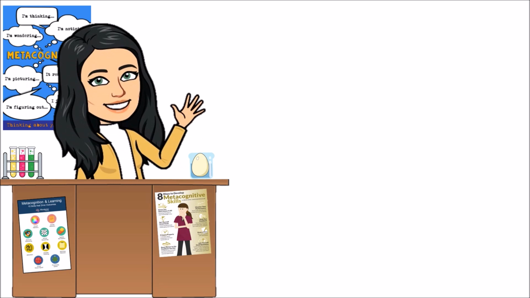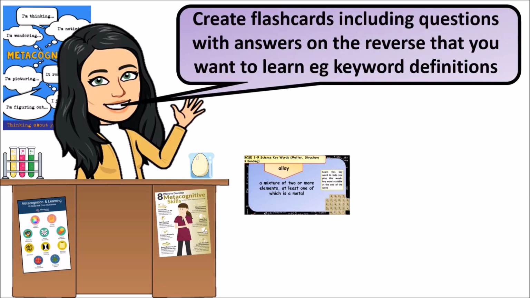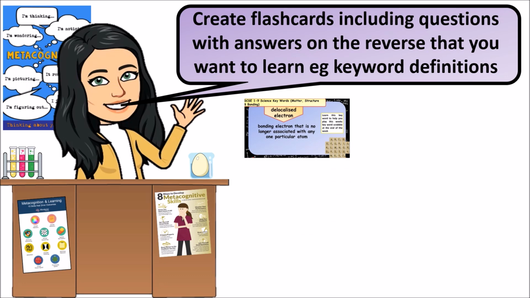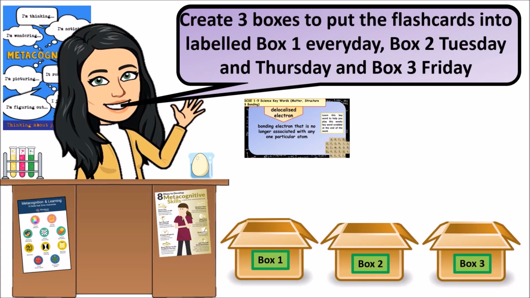Hi there. I'd like to talk to you about the Leitner system, a flashcard revision system that should help you learn key terms. First, you need to create flashcards, including questions with answers on the reverse, that you want to learn. This could be keyword definitions. Next, you need to create 3 boxes to put the flashcards into. Label box 1 every day, box 2 Tuesday and Thursday, and box 3 Friday.